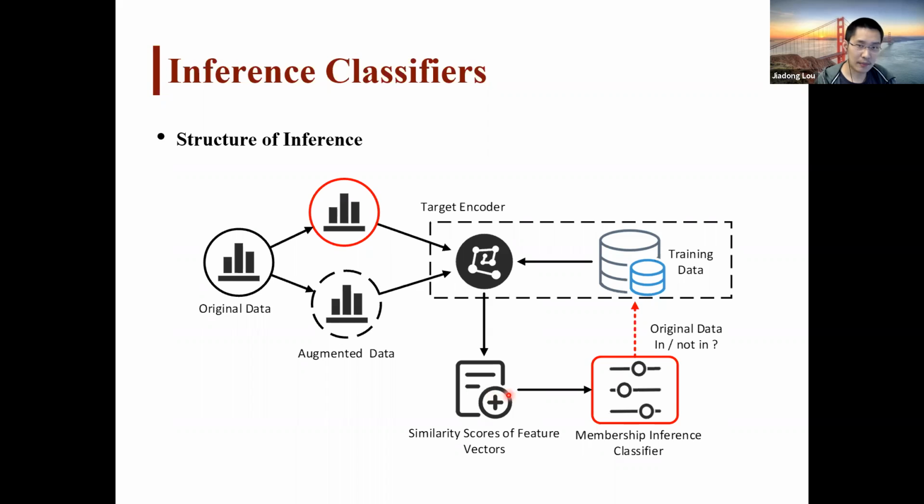So in the attack process, we will have original data. It can be an image. Then we will produce some augmented versions of this data. We input this data to the target encoder, that is the encoder we want to attack. Then the encoder will give us some feature vectors of this augmented data. Then we can calculate the similarity scores of these vectors and put them into our trained inference classifier. It will tell us whether it is in the training data set of this target encoder.